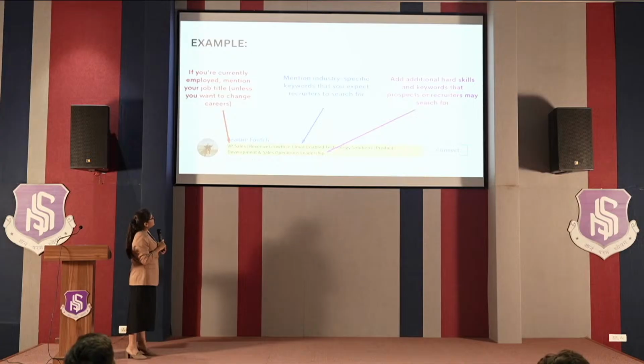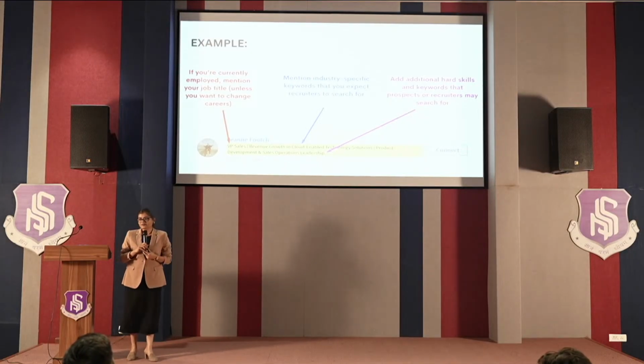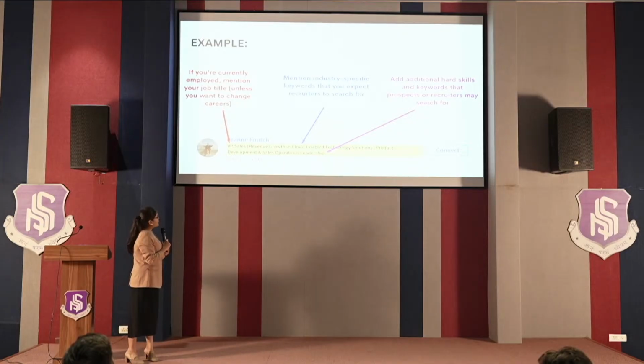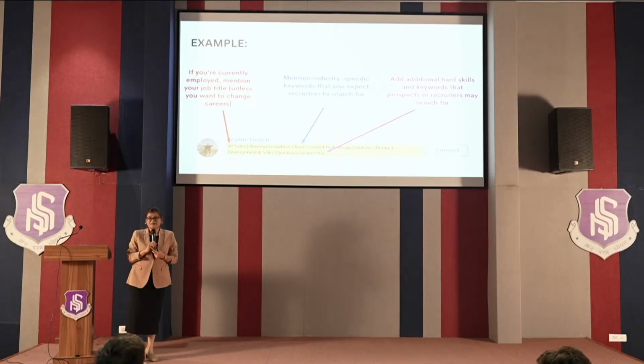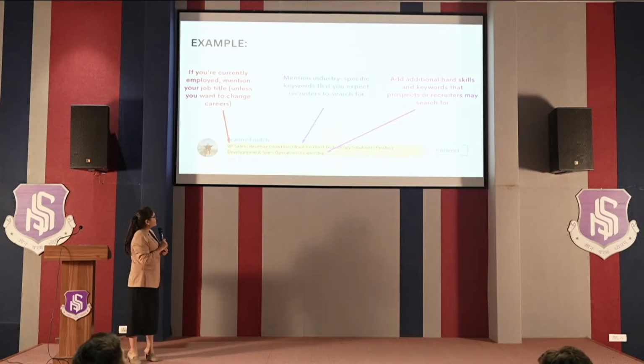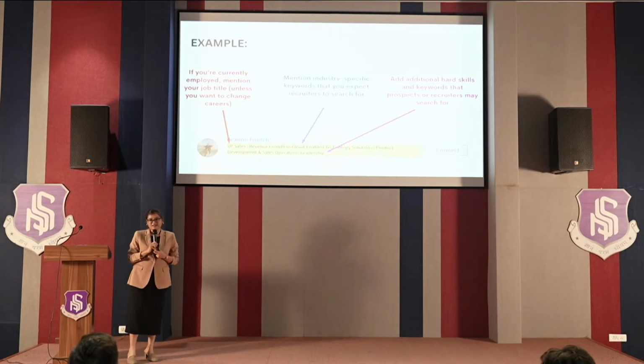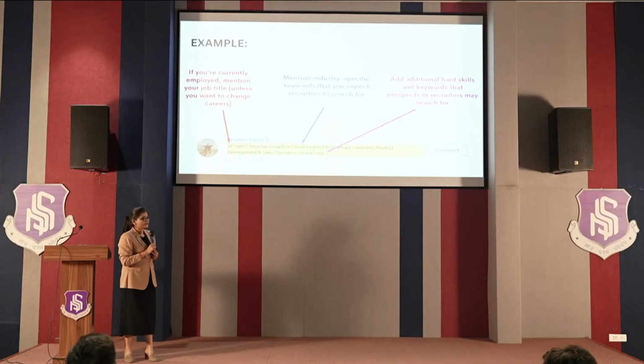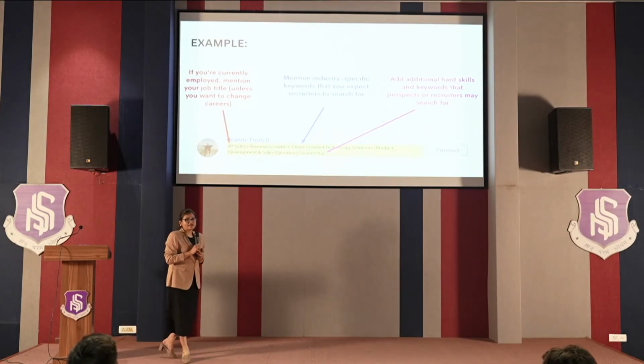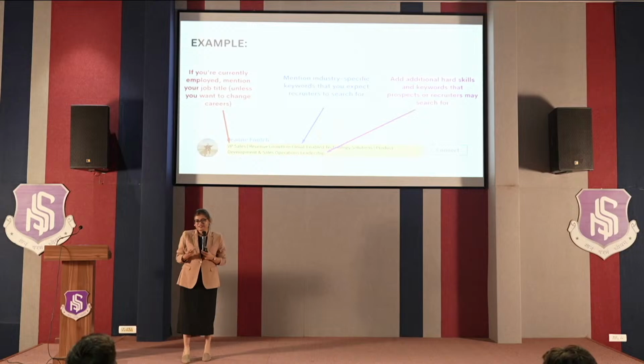Now, this is an example of a headline where the first word is VP of Sales, which is the current position of the person, followed by the industry specific keywords, which is revenue growth in cloud-enabled tech solutions. And at last, there is this additional skill related to that particular role. You can also add a one-liner in your headline if you are very creative, if you want to stand out, use a one-liner which sums up what you do and what you are targeting.